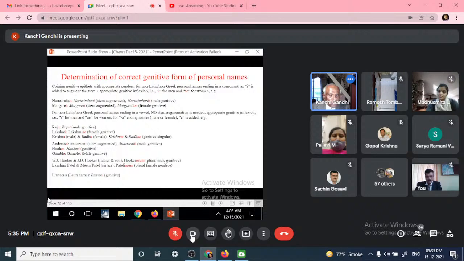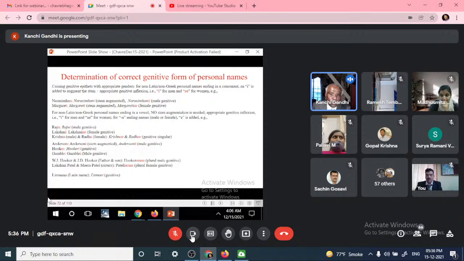Now, William Jackson Hooker was the father. He didn't do any work in India, but he did a lot of work in Europe as well as in North America, also South America. William Jackson Hooker and Joseph Dalton Hooker, father and son. If a species name is honoring both, Hooker, we use the complete name. No stem extension is needed because ER is the stem ending, to which we add orum, plural masculine genitive. Adding a single I is male genitive. Adding orum is a plural male genitive.